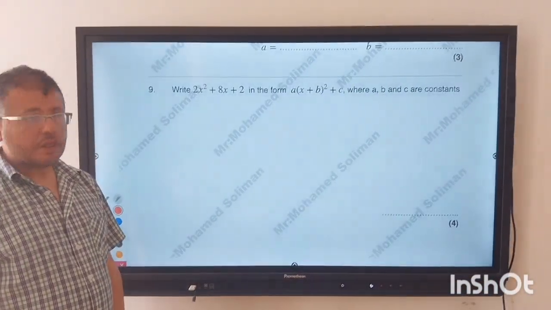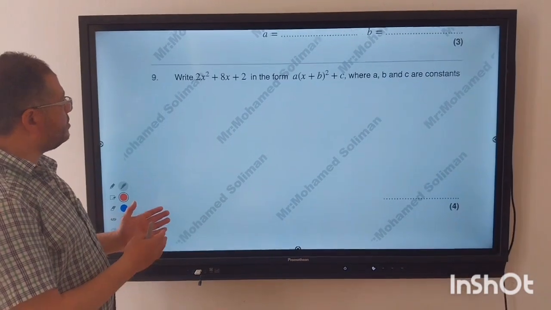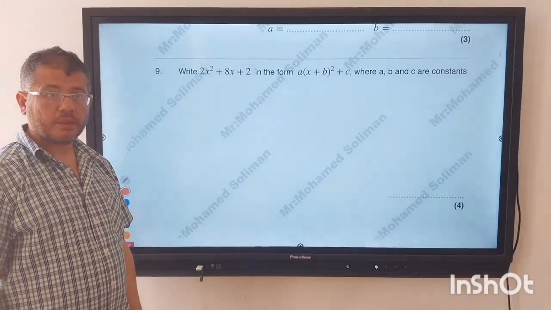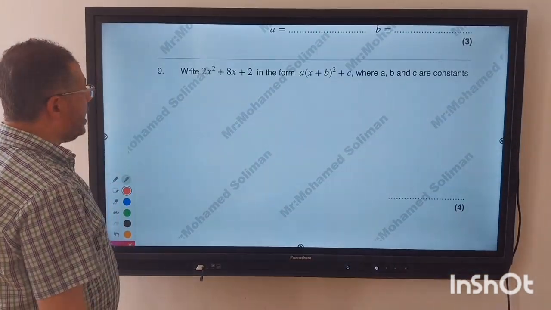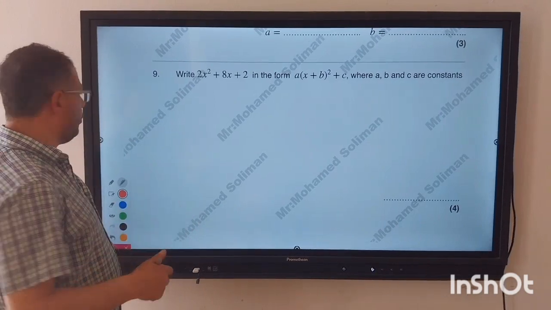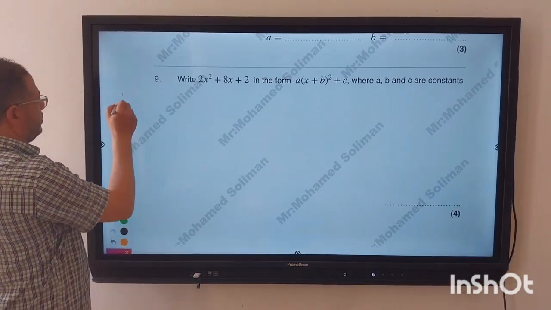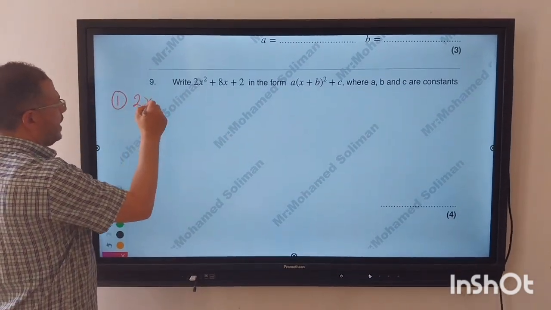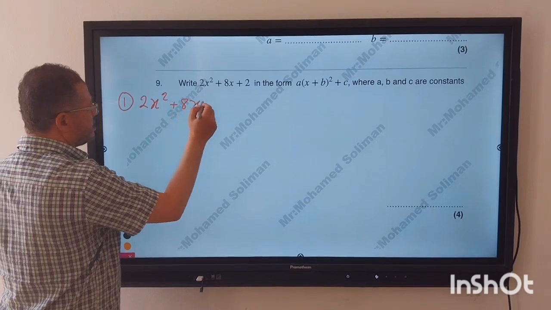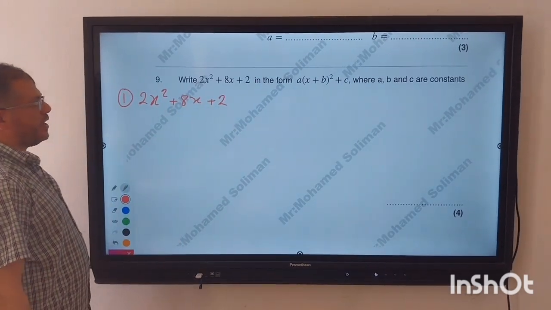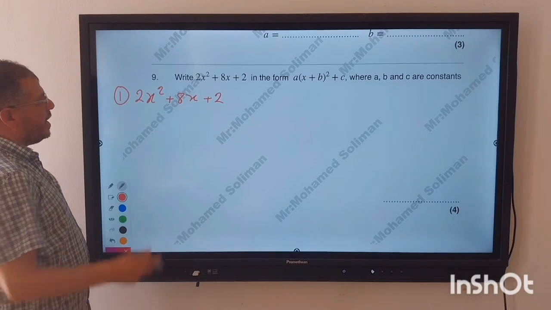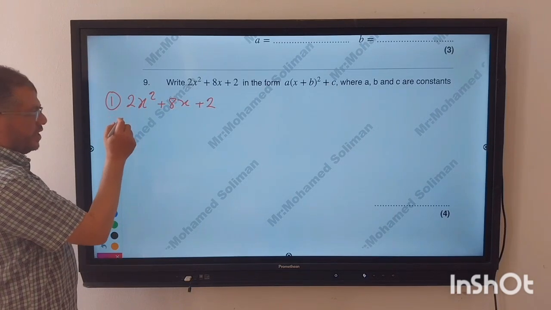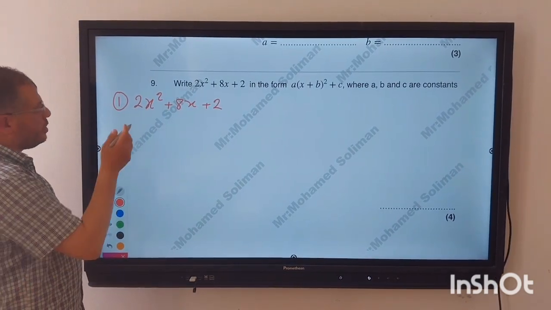Next question. Sometimes the coefficient of x power of 2 is more than 1. So what shall we do in this case? Let's see. As I told you before, I have 3 steps to follow. What are the 3 steps here? First one, we have to make sure our quadratic formula is written in this form: 2x power of 2 plus 8x plus 2. Okay, next. Is this written in the form that I have? No. Why? Because the coefficient of x here is more than 1. So what shall we do in this case?